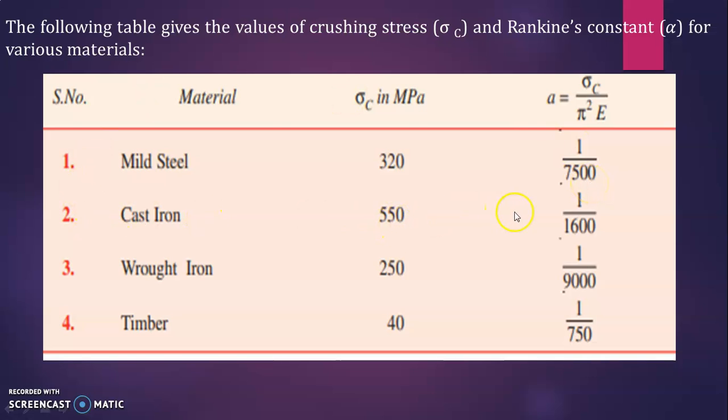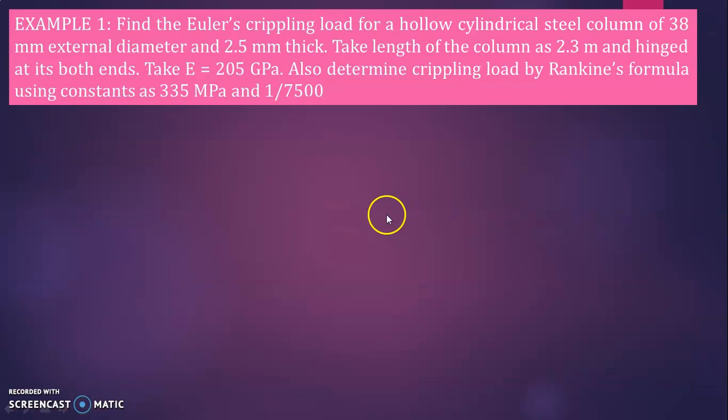Cast iron: 550 and 1 divided by 1600; wrought iron: 250 and 1 divided by 9000; timber: 40 and 1 divided by 750. If it is not given in the examples, you have to use these values to calculate the Rankine's load. Okay, now let us take one example, how to find the load.